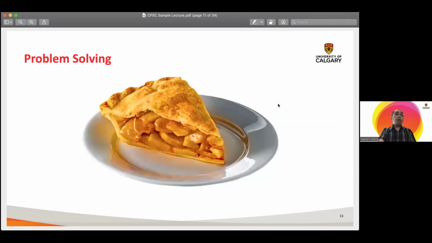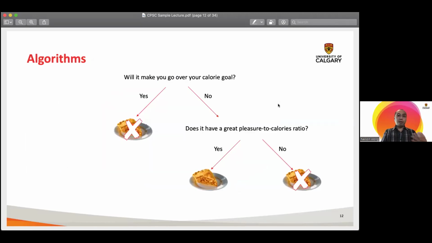So let's say I want to decide whether I should eat a piece of pie. We can have some algorithms to help us decide. So something like this, right? Well, see whether it goes over the calorie goal. If it is, well, don't eat it. If it is not, well, maybe it is okay to eat. Then see whether it is yes or no, and then we make the decision based on the algorithm. And then we can decide what to do. Again, there is a problem and there is an algorithm, and if we follow through, we can solve the problem.